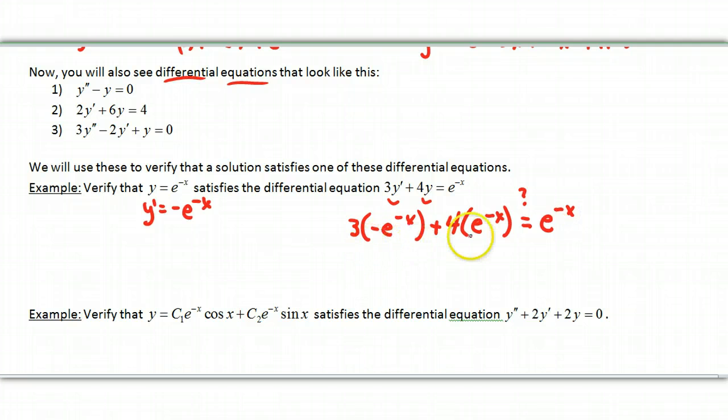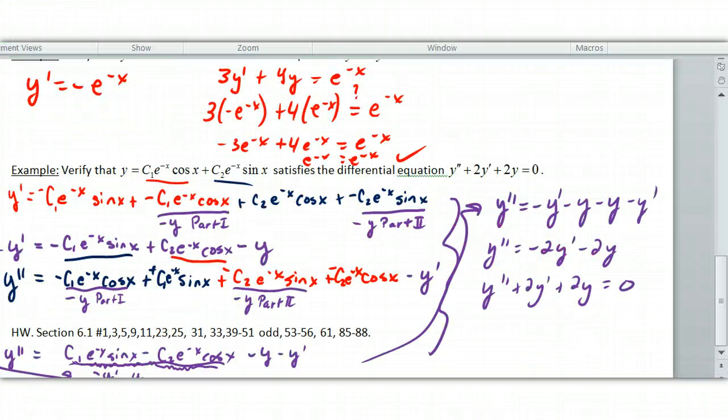And sure enough, this is negative 3, this is 1, so this is e to the negative x equals e to the negative x. So this is verified. Okay, moving on to this last problem.